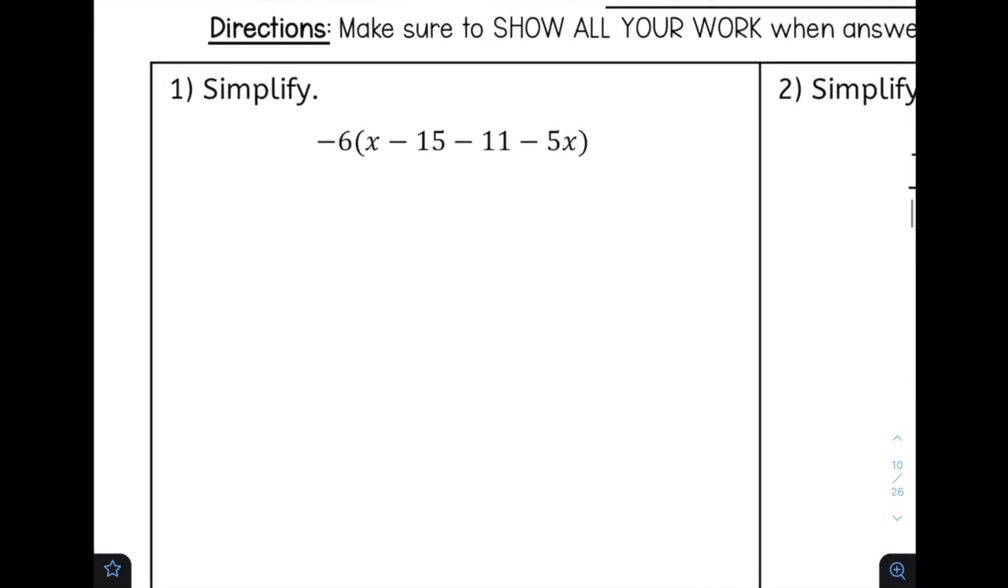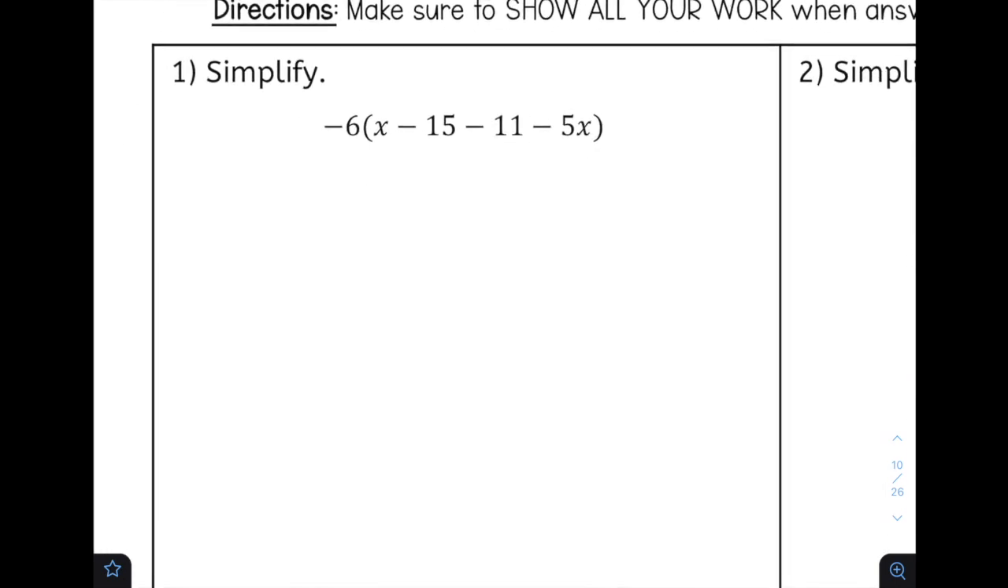Now here's number 1. We see our distributive property. What I always suggest to my students is that you're always following PEMDAS. So you want to make sure you're completing whatever's in the parentheses first. What you can do is look in the parentheses and see if you have any like terms. You can start combining those and then distribute. So here we have x, negative 5x, we have negative 15, and negative 11. So what you can do is combine everything.